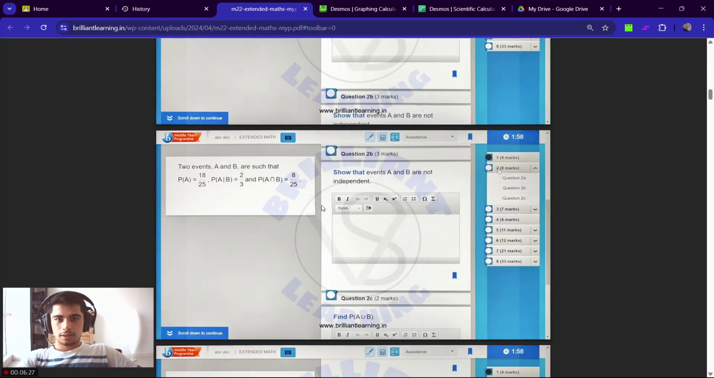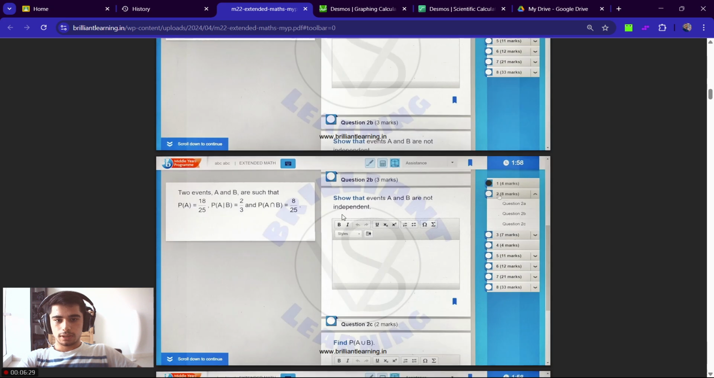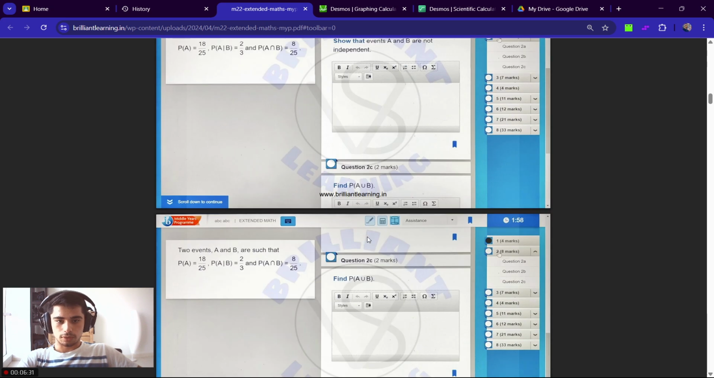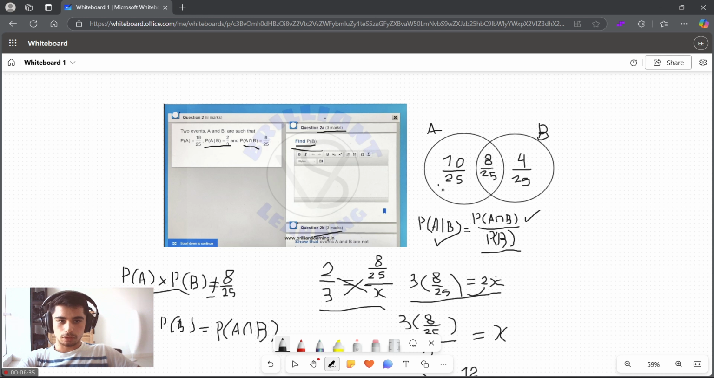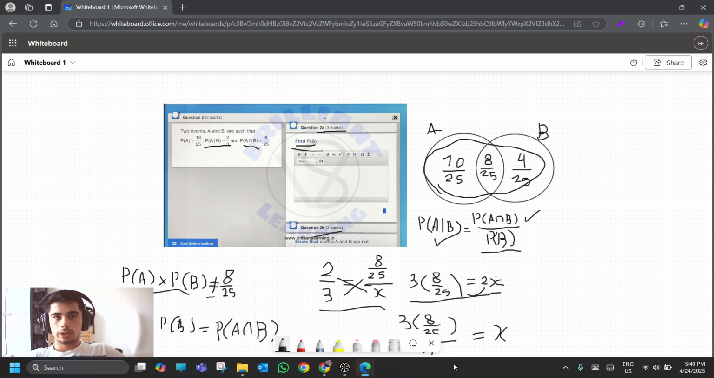So that's 3 marks for the first one that we did, 3 marks for this one that I just showed you how to do, and then A union B is basically just all of these numbers added together. So you see, with the power of a Venn diagram, you can easily show this to yourself. And if we want to find P(A union B), it's just 10 plus 8 plus 4, which is 22.